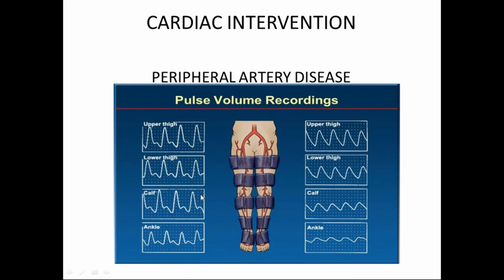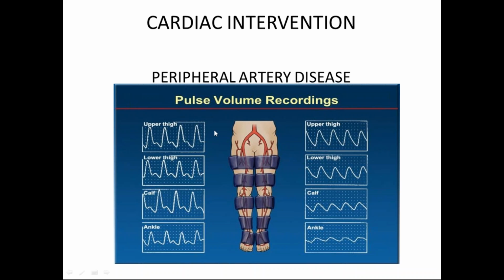So these waveforms are normal. This is a normal waveform, as opposed to on the left side, where you can see, if you look at the peak, the systolic peak is reduced. The upstroke looks okay, but you can see that the downstroke is not very steep. And then similarly for the lower thigh, these are abnormal. So this would suggest that there is an obstruction above this cuff. So the obstruction is somewhere here.